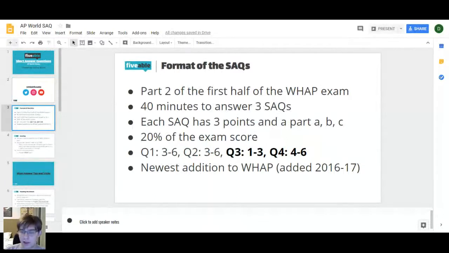It's 20% of your total exam score, so it's the second lowest, I believe. Basically, it goes LEQ is 15, SAQ is 20, DBQ is 25, and multiple choice is 40. So you should still pay attention and do well on it, but it's not the most scored. It's also actually the newest part of the AP World exam. It wasn't added until about 2 years ago, the year before last. So it's definitely one of the much newer parts.